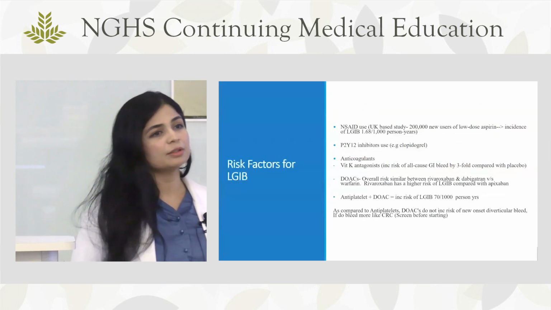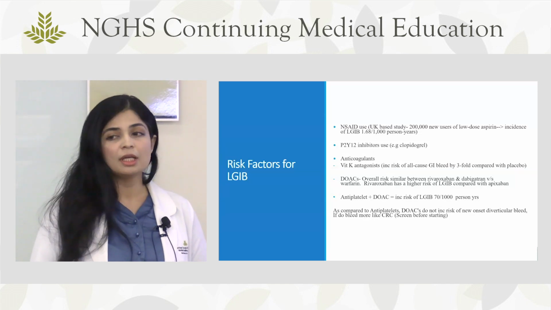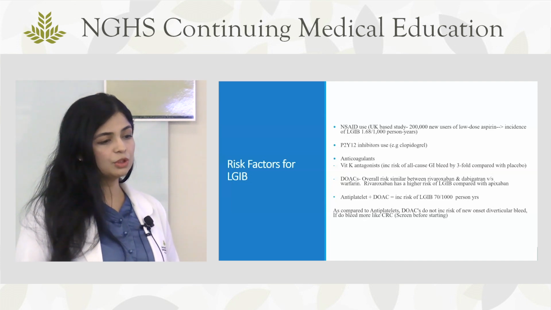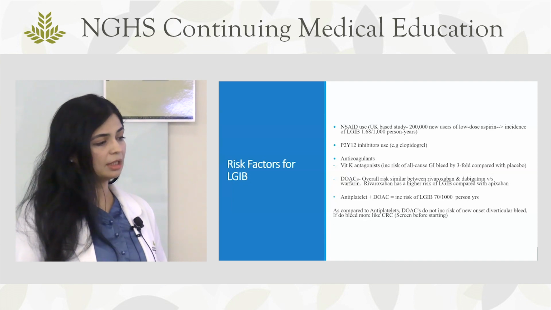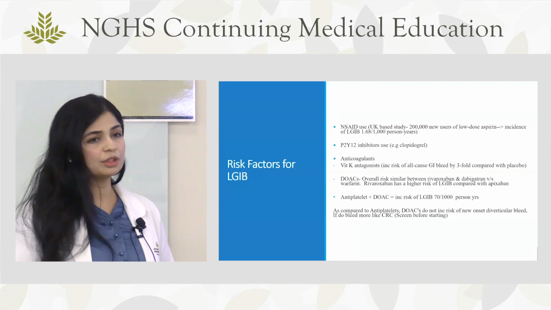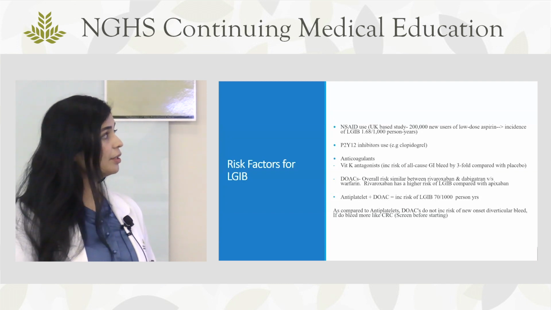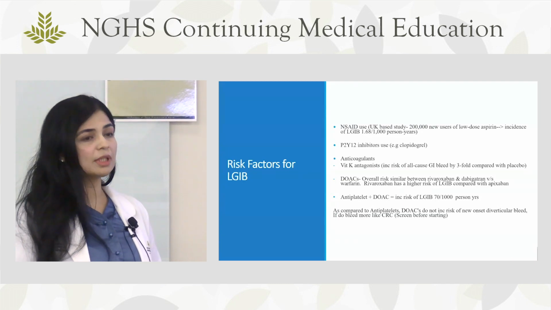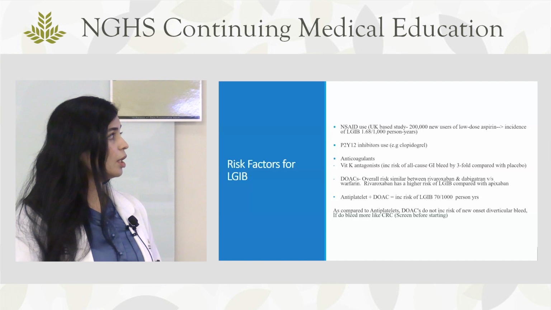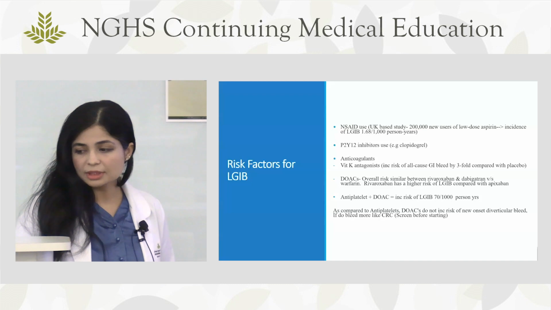So risk factors, we all know most of this. The most common risk factor is NSAID use. There was a study done in the United Kingdom with 200,000 patients, all of whom were new aspirin users. What they saw is that the incidence of lower GI bleed in these patients was about 1.6 per 1,000 person years. So it's a significantly higher risk of a lower GI bleed after you start low dose aspirin. And then the same goes for P2Y12 inhibitors, clopidogrel, and anticoagulants.